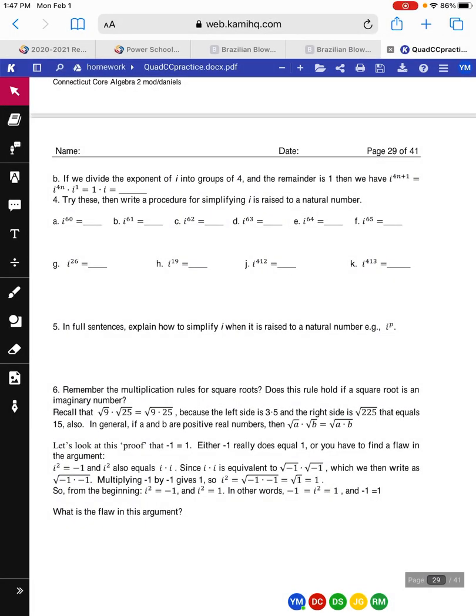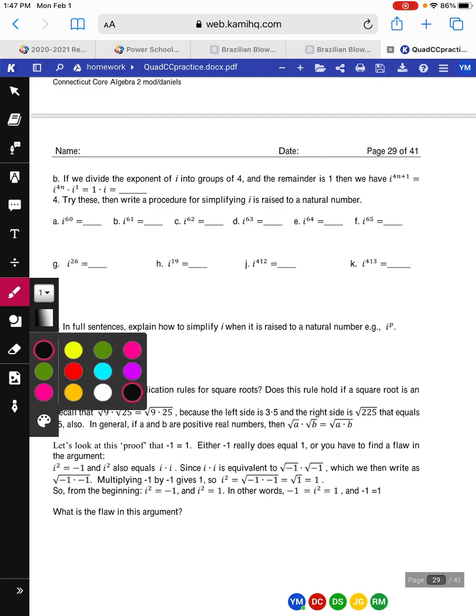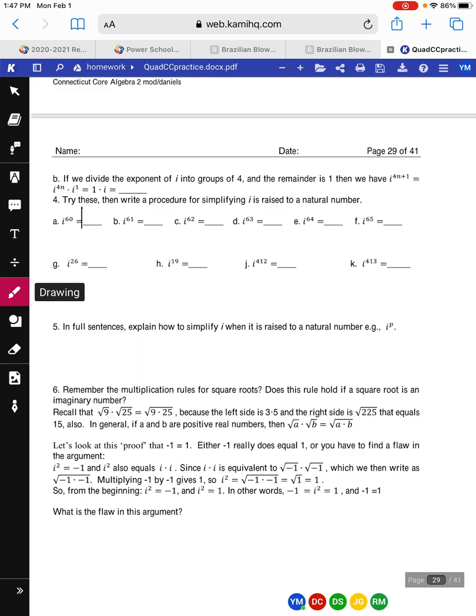All right, so homework was to simplify these, right? Since 60 is a power of 4, I know that this response is going to be 1. I to the 61, since I already know what i to the 60 is, and then I add one more i, it's going to be a positive i. And then you could just keep following the pattern.